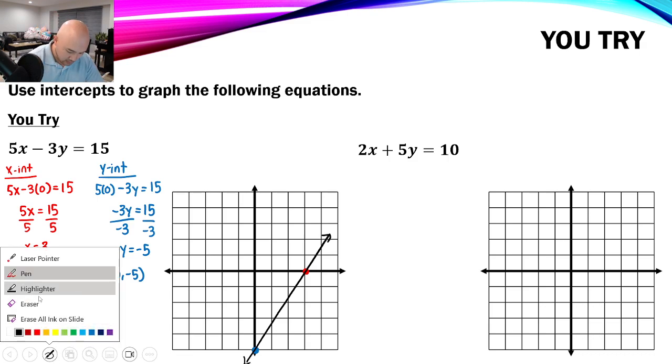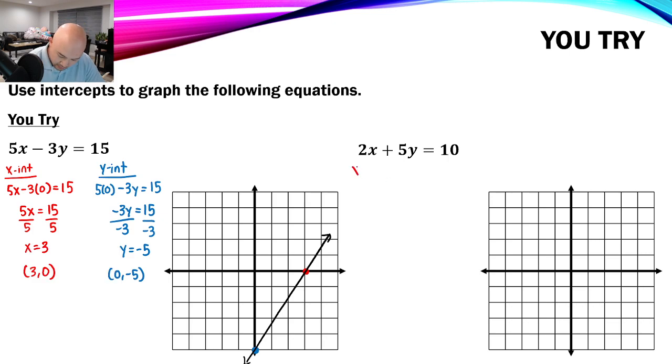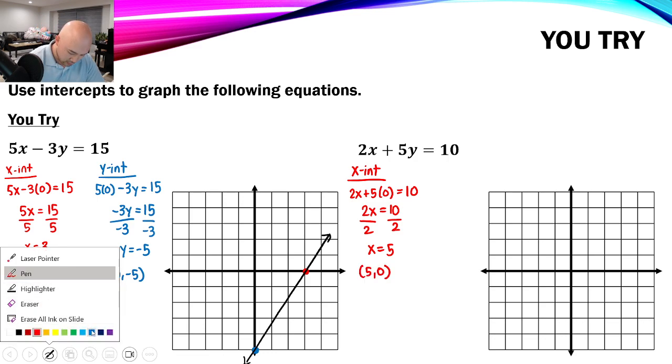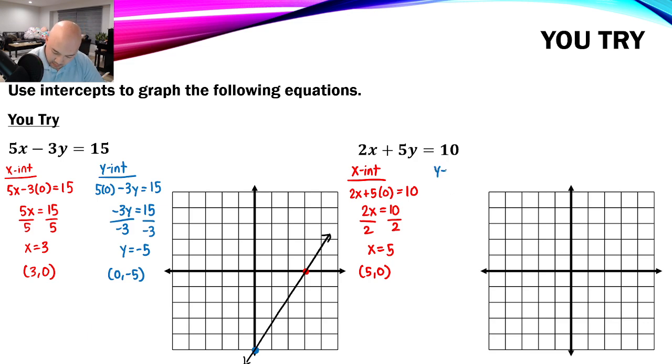So that's how your graph should look for the first one. For the second one, x-intercept, again, that's when your y value is 0. So we're going to have 2x plus 5 times 0 is equal to 10. This is going to give me 2x is equal to 10. Divide both sides by 2. We're going to get x is equal to 5, which means our coordinate is going to be 5, 0. Similarly, with our y-intercept, this is when your x value is 0.